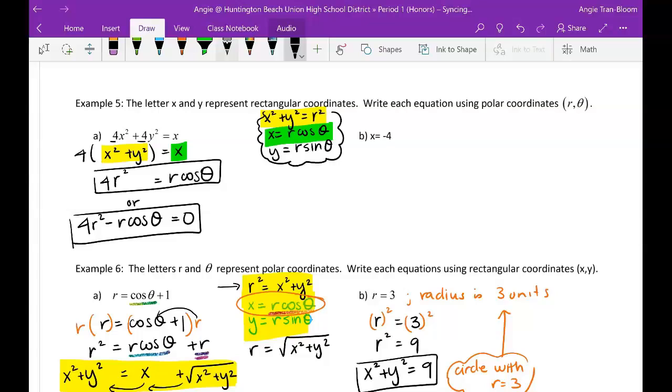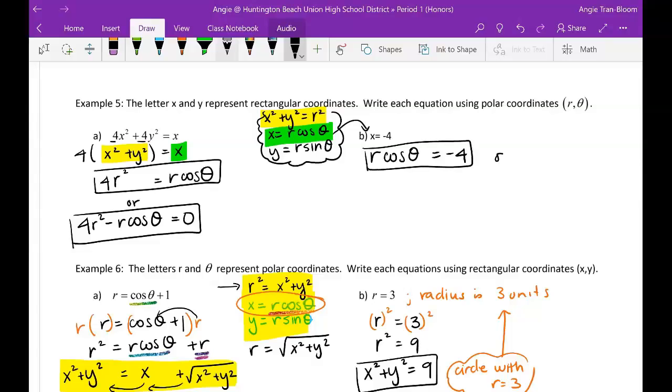Here we go. Example 5b. How do you write x equals -4? This is a vertical line as a function in polar. Well, it's simple. X is just simply r times cosine of theta. X can always be substituted with r times cosine theta, and -4 is dropping down as -4. Voila! That is so hard, right?